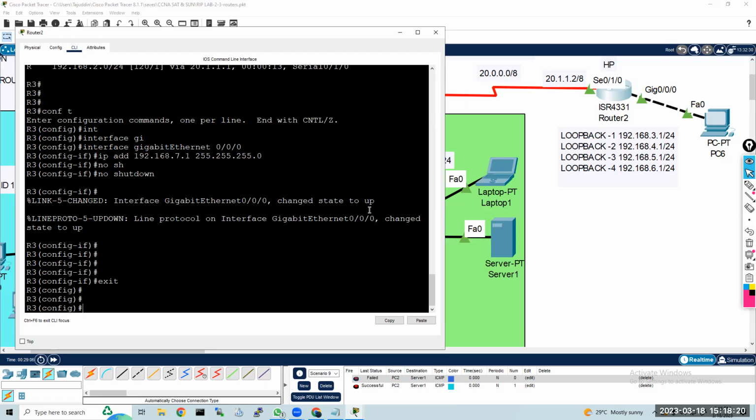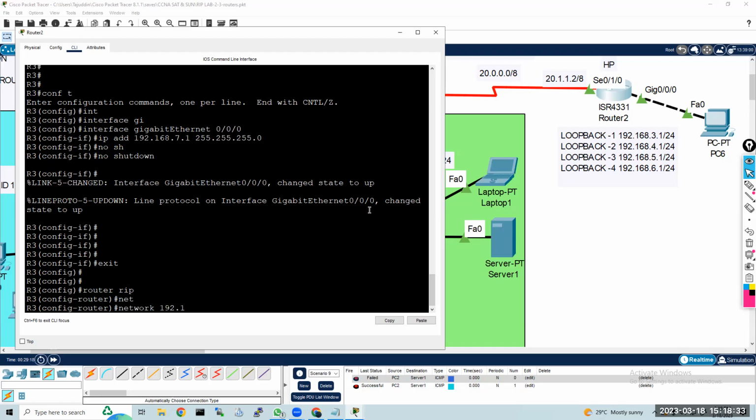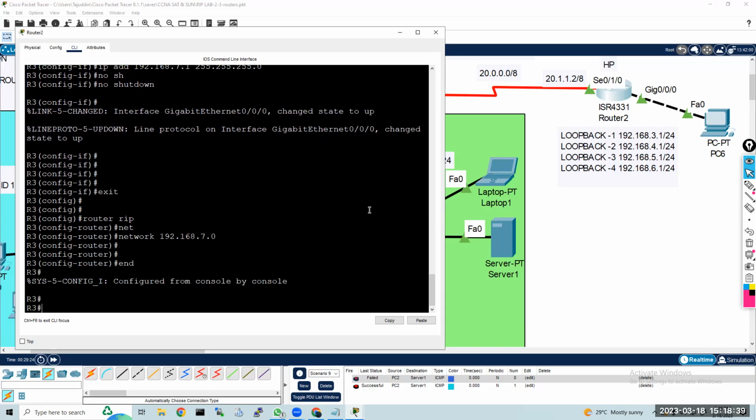We go to router RIP. Okay. Router RIP, then network 192.168.7.0. That's it. Yes. Perfect.